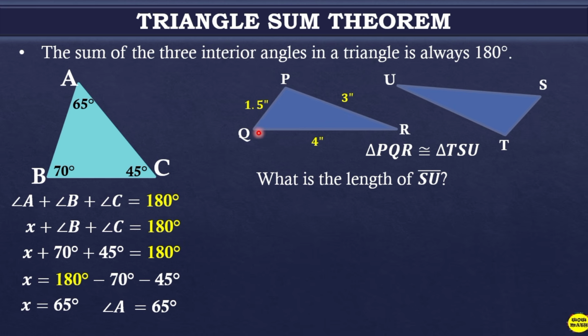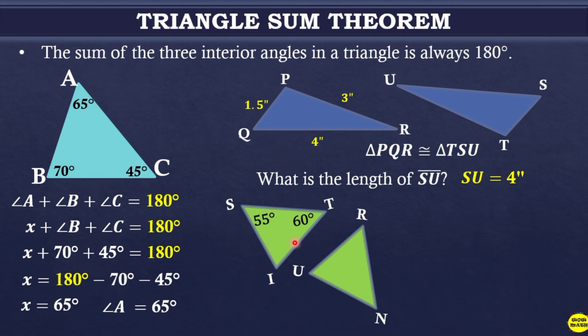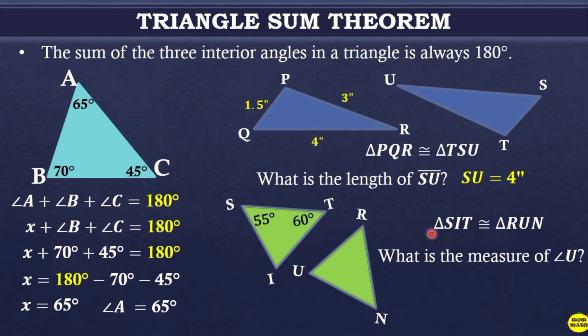Tingnan natin yung QR. So, ang QR mo is 4 inches. So, therefore, segment SU is equal to 4 inches. Okay? So, dito lang tayo tingin. Next, I have here two triangles, congruent triangles. Now, ang question is, what is the measure of angle U?